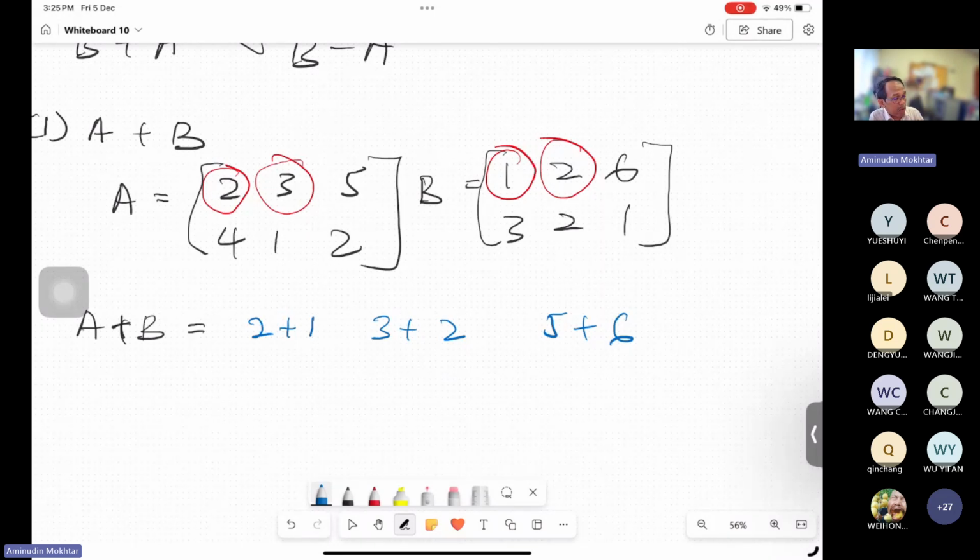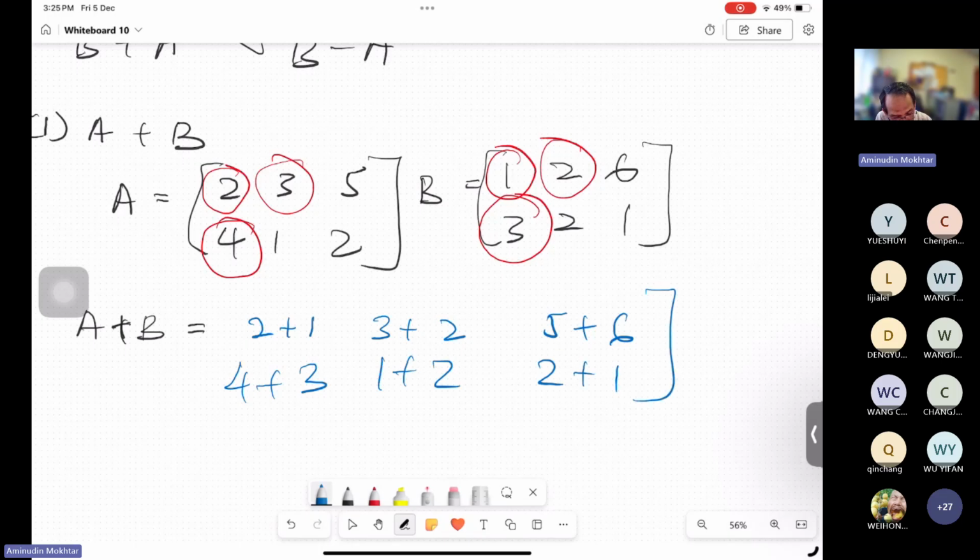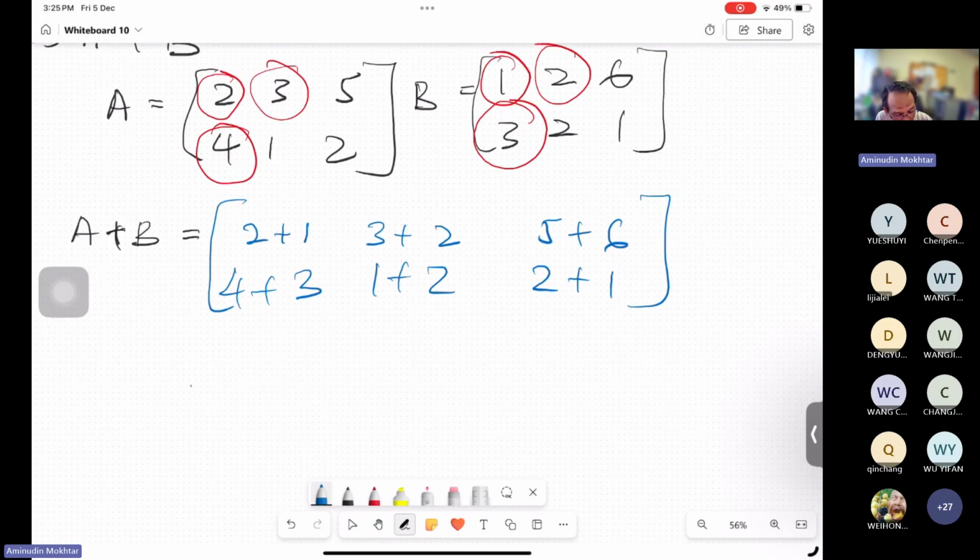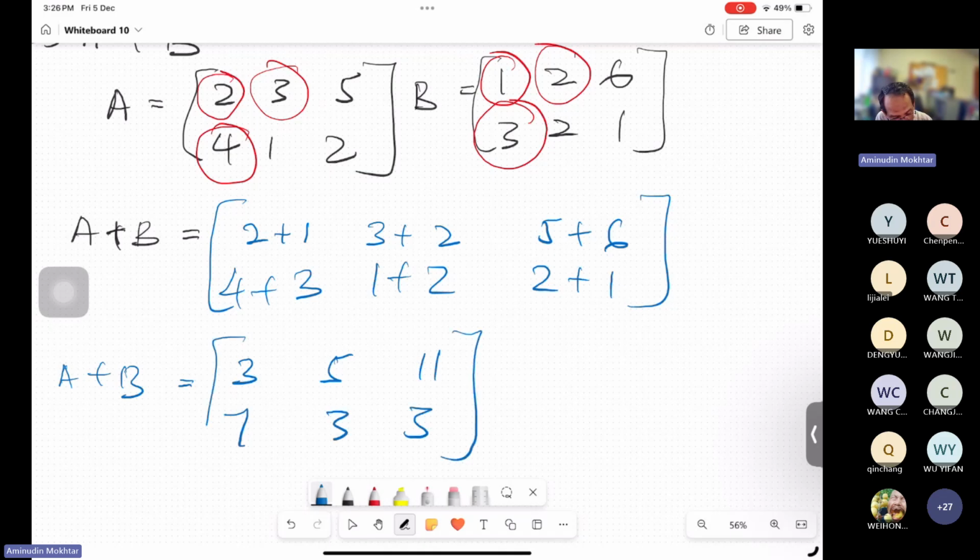And then we continue the same concept for the second row. The first element of the second row, 4, of A, plus the first element of the second row of B, which is 3. Now the operation is 4 plus 3, and then the next one is of course 1 plus 2 and 2 plus 1. That is the matrix A plus B. So we can complete this operation. A plus B equals 3, 5, 11, 7, 3, and 3.